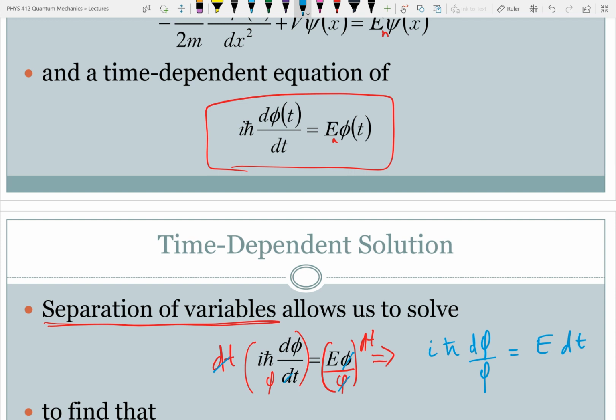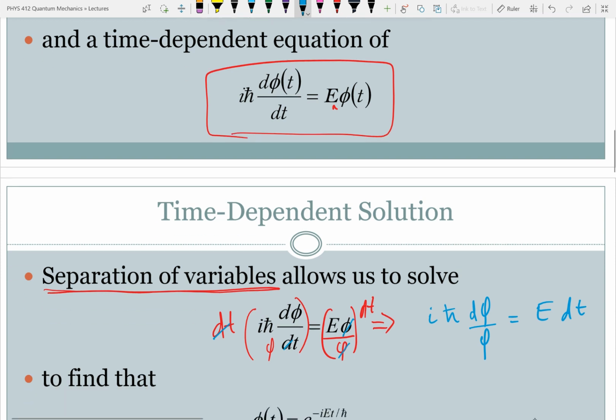Now you look at this equation, and you have to remember that while in calculus a derivative is not technically a fraction, mathematically we treat them as fractions. And so what I did here was just treat it as a fraction, and now the left side of the equation, the only variable is phi, the right side of the equation, the only variable is time, and I can move on.